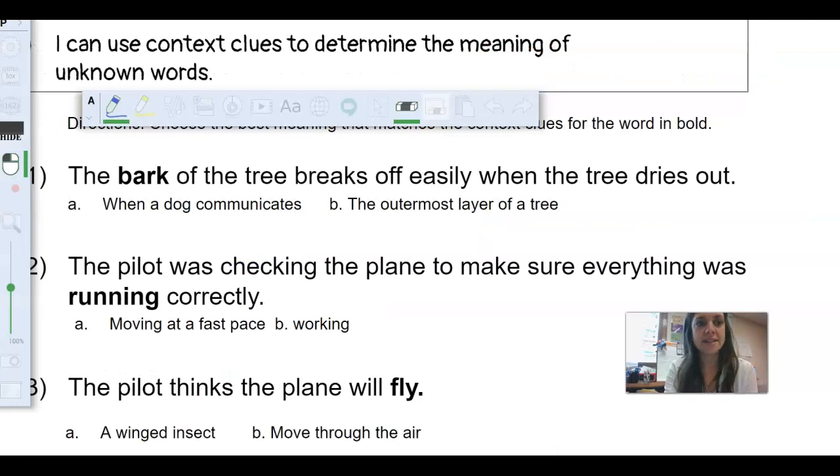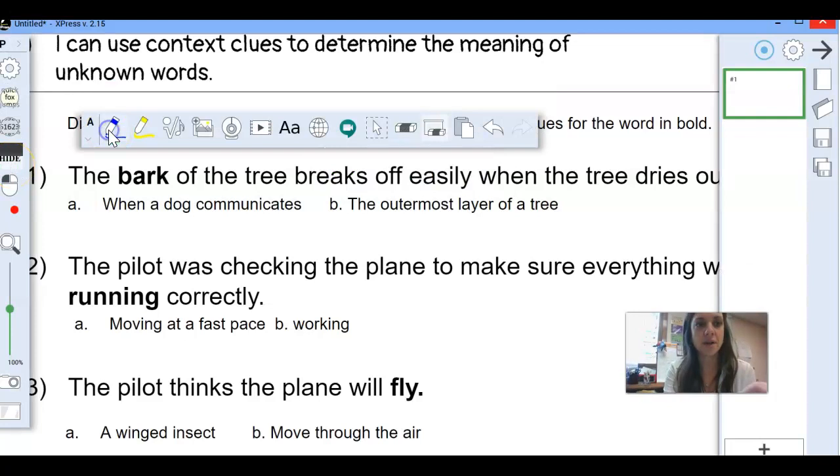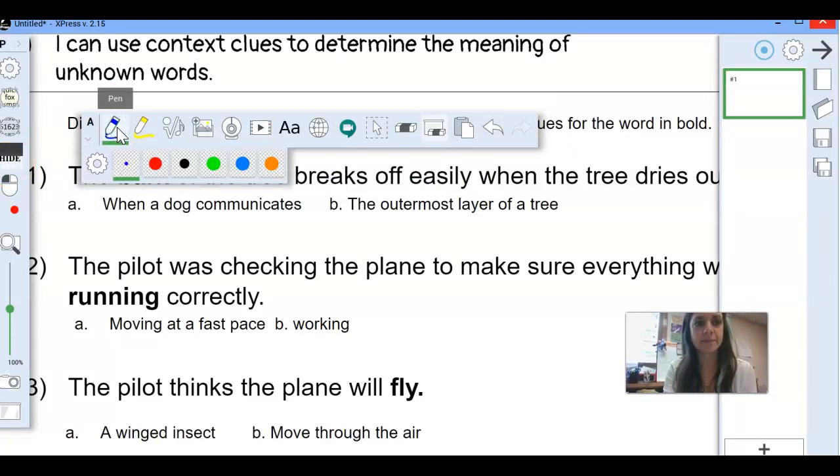Let's practice what it looks like when we use our workbook page. I can use context clues to determine the meaning of unknown words. Okay, so remember, we are going to look.